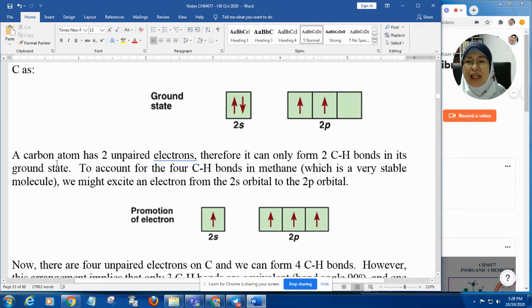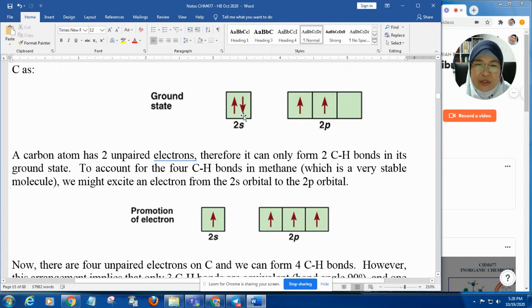Hybridization of orbitals. A carbon atom has 2 unpaired electrons, therefore it can only form 2 CH bonds in its ground state. Now, to account for the 4 carbon-hydrogen bonds in methane, which is a very stable molecule, something must happen. We might excite an electron from the 2s orbital to the 2p orbital. So we excite this other electron.